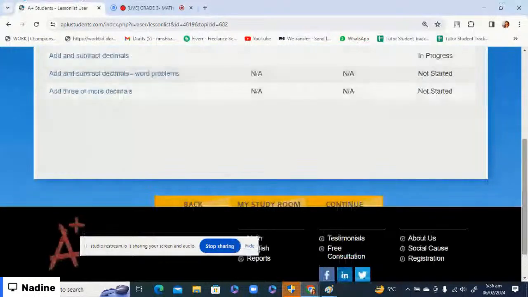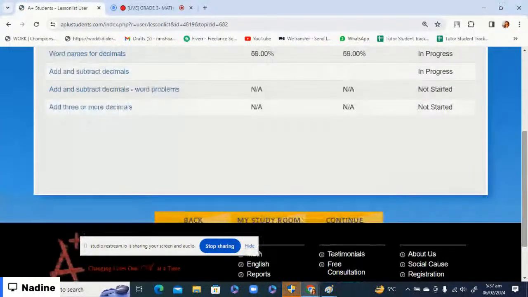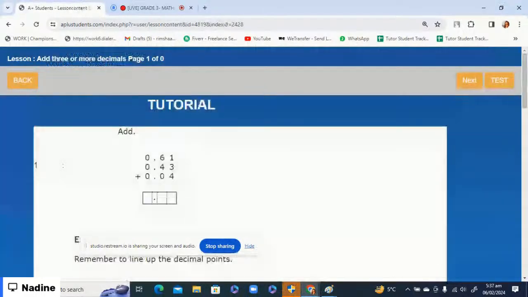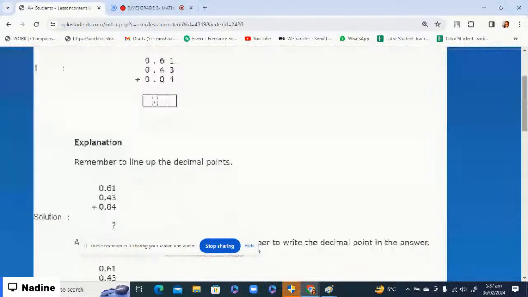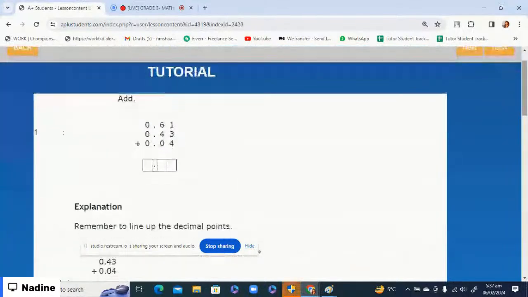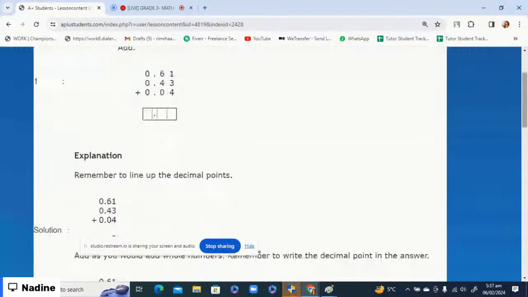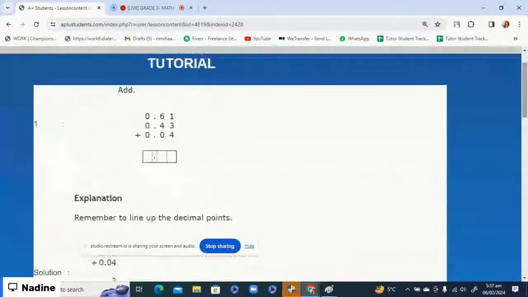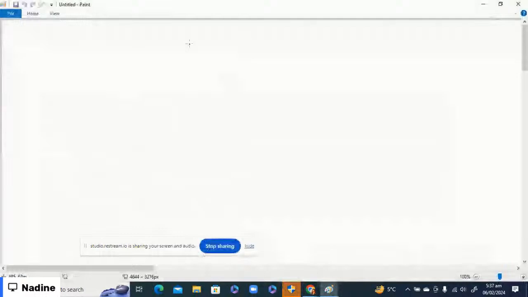So here is the last one. Here is again the addition of this one. So 0.61, 0.43, 0.04. Let's do this addition. I'm going to write it here. 0.61, 0.42 and 0.04.